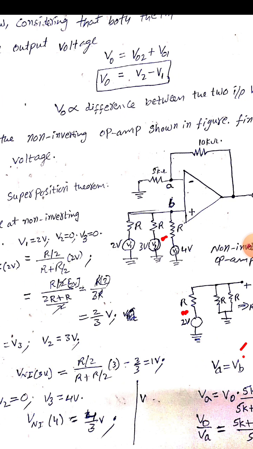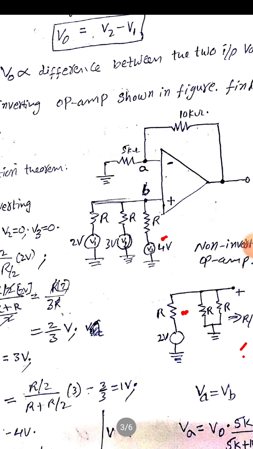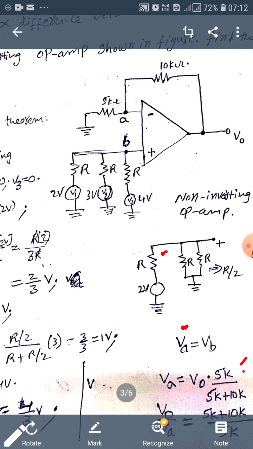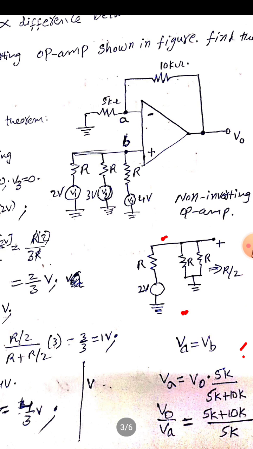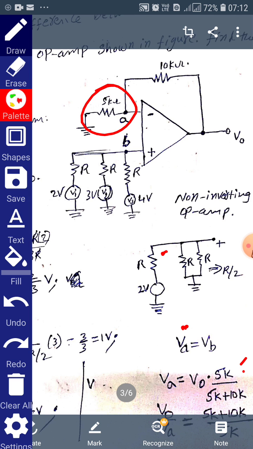And by considering the virtual ground concept of the op amp, VA is equal to VB. That is, the voltage at node A, VA, is equal to the voltage at B, VB; both are the same. Now the voltage VA is equal to V naught into 5 kilo ohms by (5K plus 10K). V naught is divided between 10 kilo ohms and 5 kilo ohms, and we want VA, which is the voltage across 5 kilo ohms.